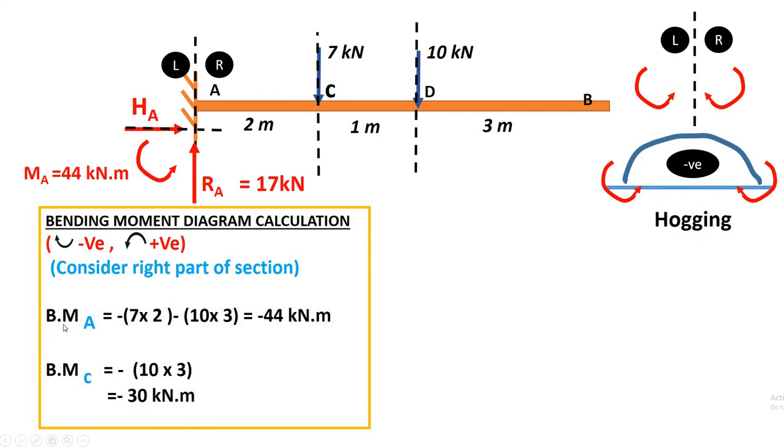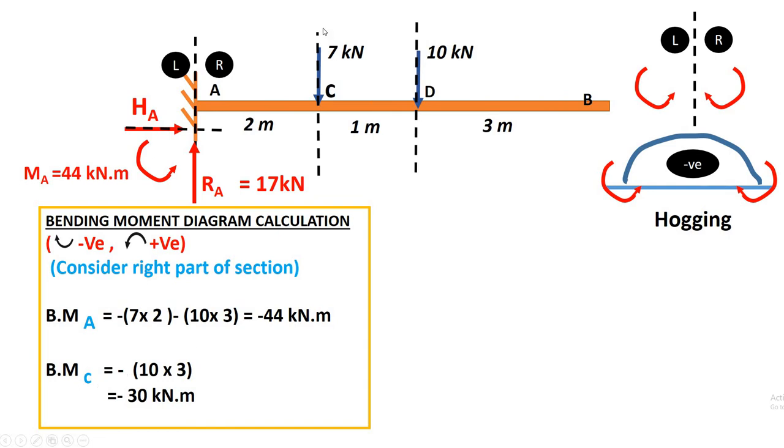So let us determine the bending moment at A. 7 into 2, clockwise, negative because it is right side clockwise. 10 into 3 about A, that is also negative because it is also in the right part of the section. So with 7 into 2 and 10 into 3, we have minus 44 kilonewton meter.